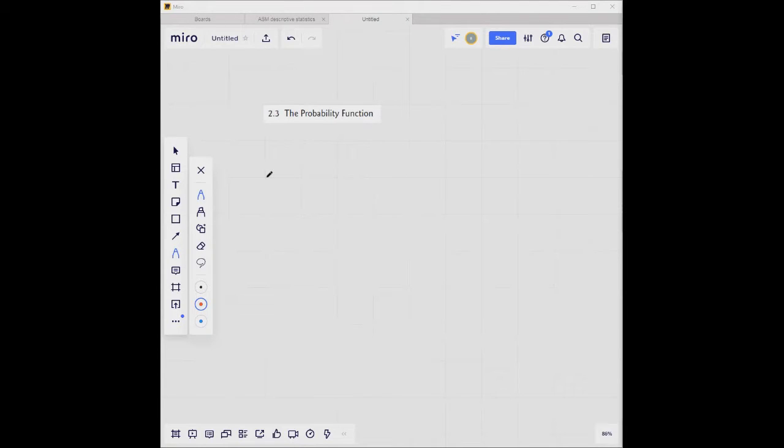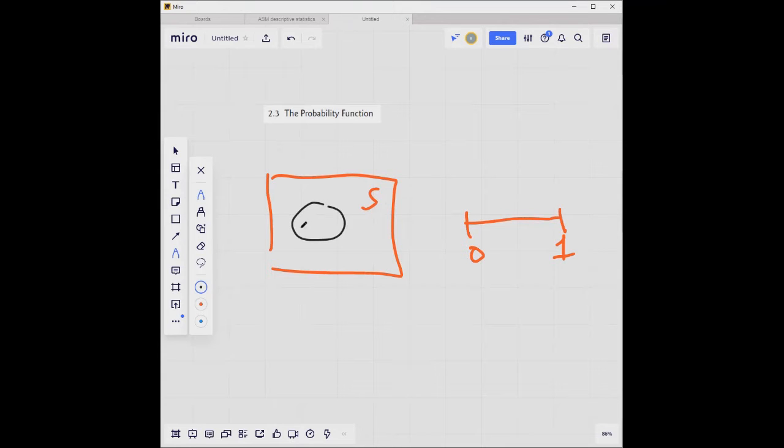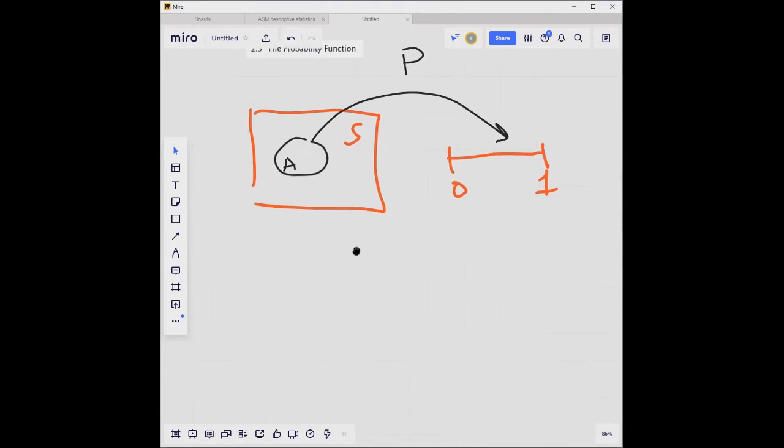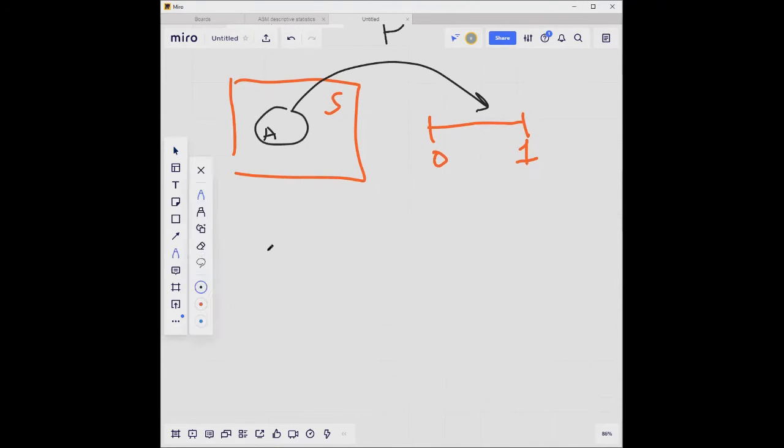First of all, probability is a real valued function that assigns a number from 0 to 1 to an event in our sample space. So let's assume here we have our sample space. Inside of the sample space, we have some subset of it, which we call an event. Let's call it event A. Then probability is a function that takes A as an input and assigns it a number from 0 to 1. Let's take a look at the following example.